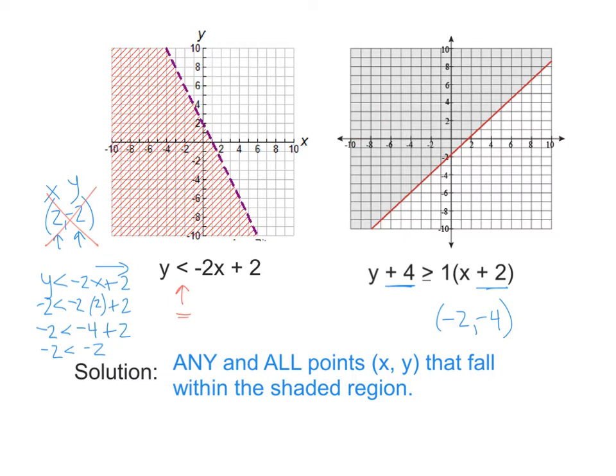Now we're going to talk about how to make sure that our shading is correct on our graphs in our next examples. But again, very important to start off this unit that we understand that a solution of an inequality is any point, and in fact all the points, in this fashion here, a coordinate pair, that fall within the shaded region. Again, potentially on the line, or in this case, not on the line if it's dashed.